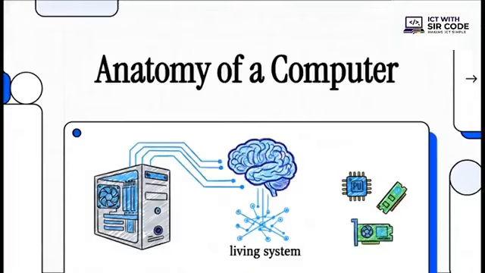Today, our main goal in this explainer is to completely demystify the computer. We aren't just going to look at it as some cold, boring metal box. Instead, we're going to explore it like a living, breathing system, starting from its physical hardware components, all the way up to its digital mind.